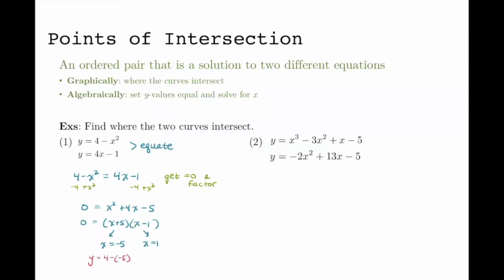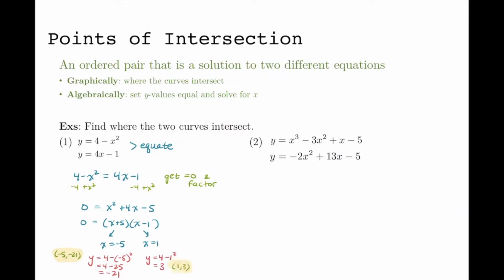Be careful here when you are squaring a negative number, you need parentheses around that. Negative 5 squared is 25, and if we have 4 minus 25, that gives us negative 21. So our coordinate, if we were asked to put it in a coordinate, would be negative 5 comma negative 21. That would be one of our intersection points. For the other intersection point, if we plugged in a 1, 1 squared is 1, 4 minus 1 is 3. And so the other point of intersection would be 1 comma 3.